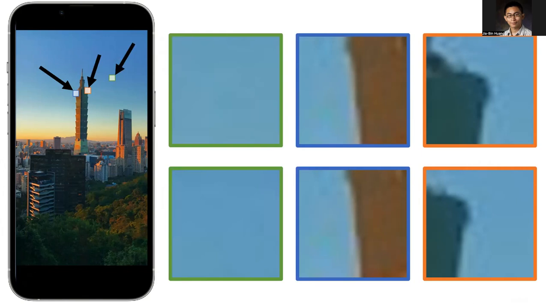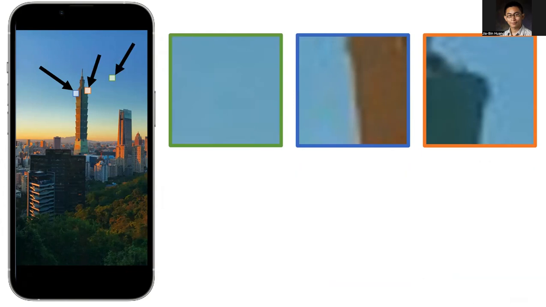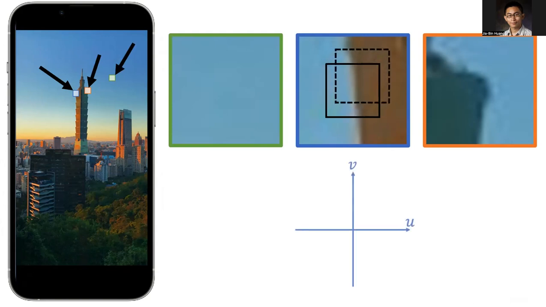Okay, but this is kind of an abstract concept, right? So how do I really define a corner? So we have a precise mathematical formula to describe what it means to be easier to track. Okay, so it looks like this. If I take this patch, and because it's about tracking, I basically need to know if this patch moves a little bit, do I see the error, right? Do I see the difference between this patch and the surrounding patches, right? So that's the basic idea.